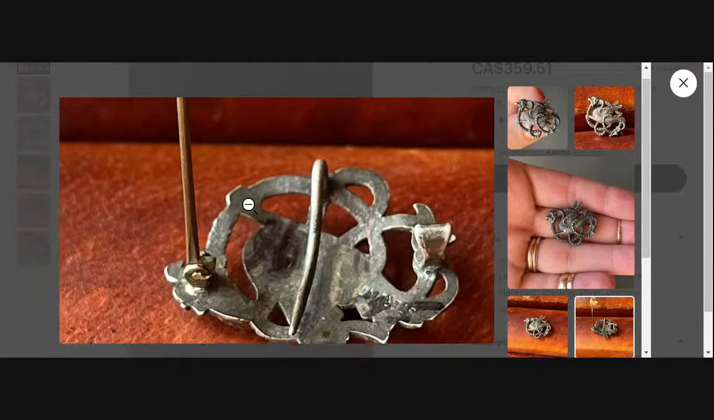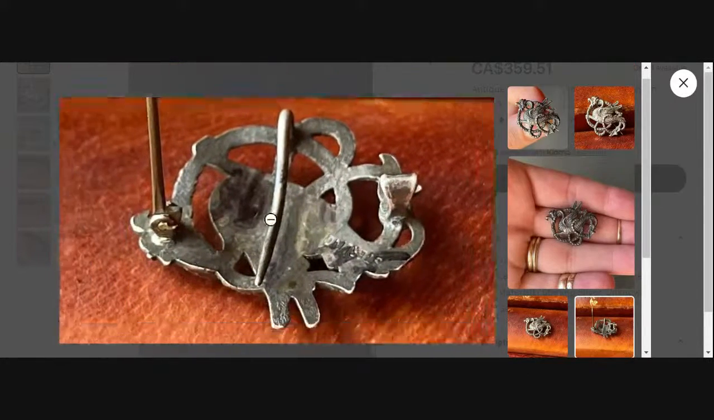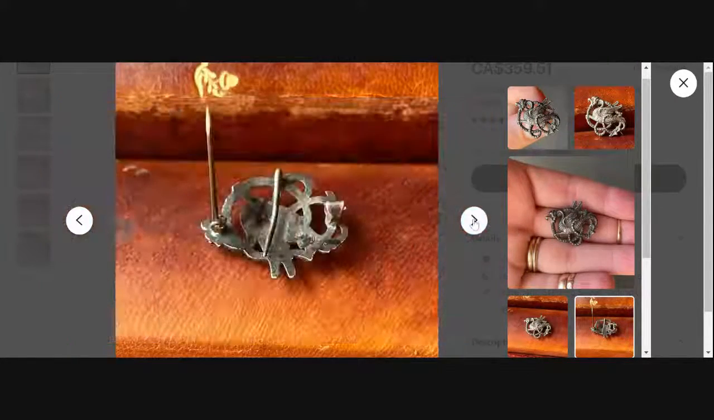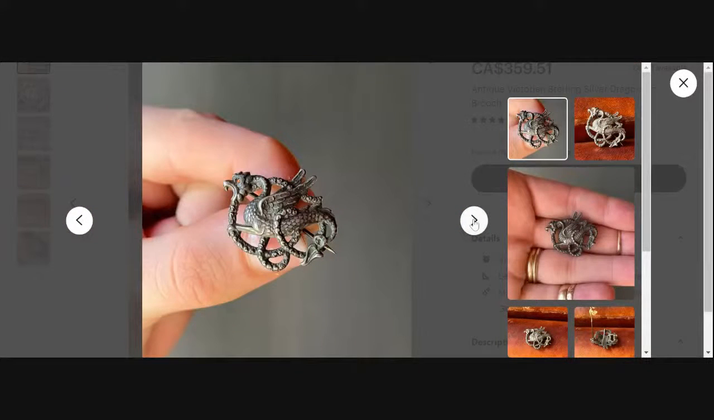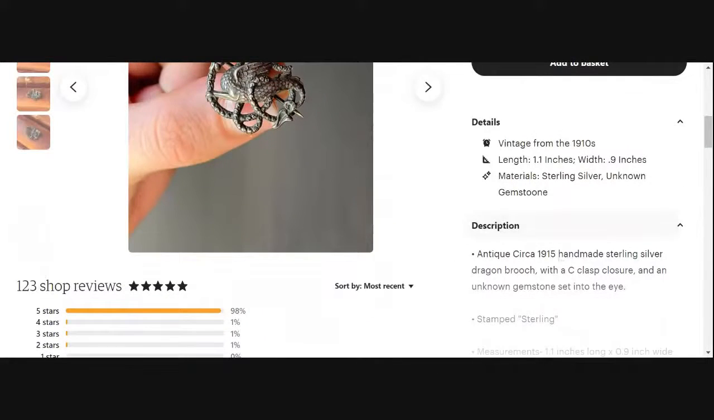I don't know if I would call this Victorian. It may be more of an Art Deco, first quarter of the 20th century piece. It is a little bit on the small side, but this is definitely a great dragon. I don't know if this is the budget you had in mind, but if it is, okay, not bad. They're saying 1910s.